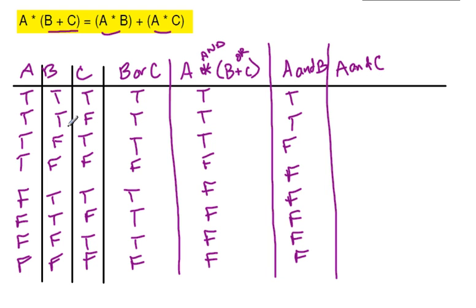Then I can do A and C. When I compare A and C, I can see the first one is true and the third one is true, but all the others have a false in there. So first and third.